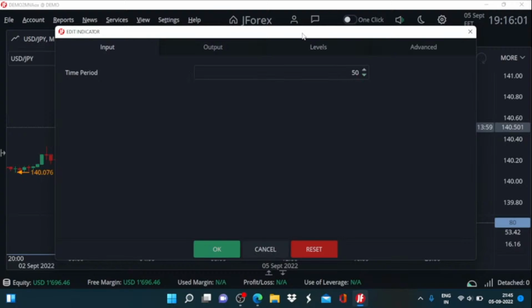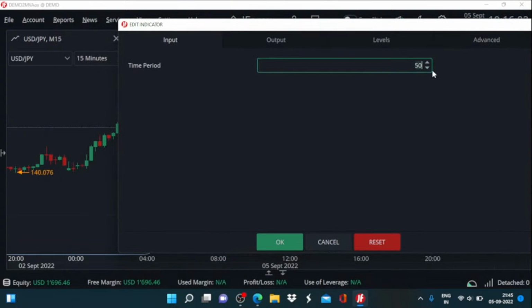Mostly we can increase or decrease the calculation period depending on what is our time horizon for taking the trades.